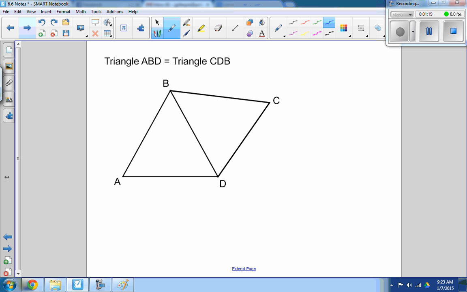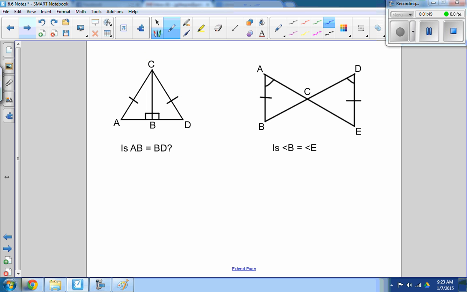So if these two triangles are congruent, angle A is congruent to angle C, angle B to angle D, angle D to angle B, and then AB to CD, BD to DB, oh, I marked it, AD to CB. Okay, so let's look at these two problems.